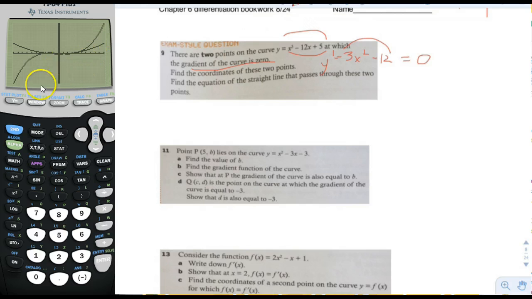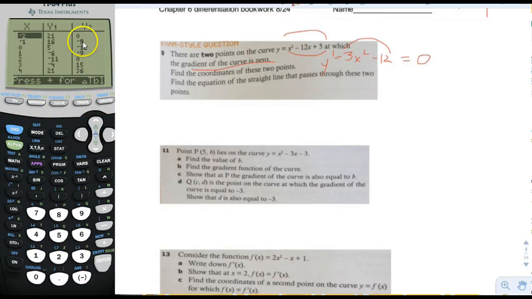Okay, so the first thing is, when does the gradient function equal 0? And so we can see that on the table. The gradient function is this one here, the second function. So when is the gradient function equal to 0? It's equal to 0 here, it's equal to 0 here. So it's at x equals -2 and x equals 2. Those are the 2 places that the gradient function is equal to 0. Then it says, find the coordinates of these 2 points.